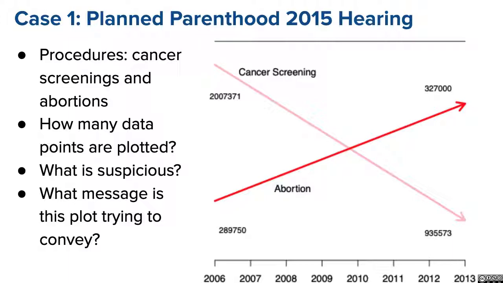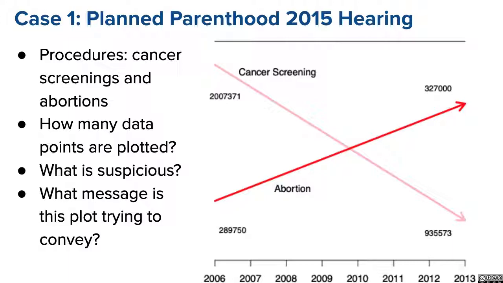My name's Anna. I think the only solid message conveyed is that both abortions and cancer screenings are changing from 2006 to 2013. The question is, although the abortion number is going up, the cancer screening number is going down, but the number on the two sides is still larger.